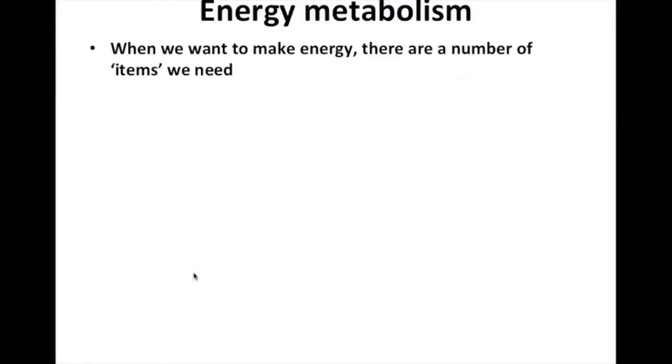So when we want to make energy, there are a certain number of things that we need to have in our body for that to happen. So the first thing is a substrate. Now a substrate is just what you start with. So if you were building a house, the substrate for building a house would be a brick. So the substrate in the human diet are just the macronutrients that we eat. So that's your carbohydrate, your fat and your protein.